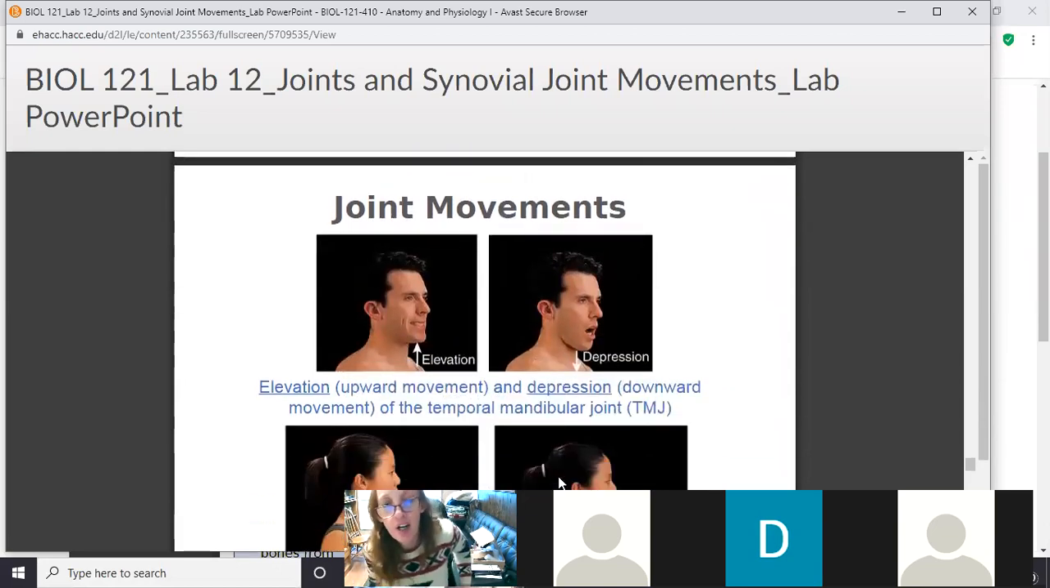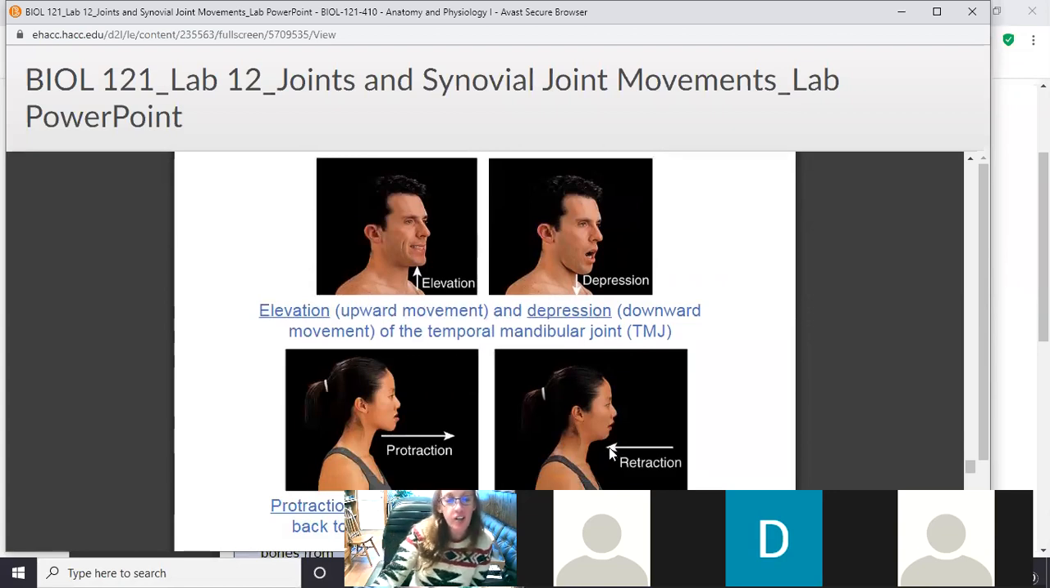Elevation, depression, protraction. This is one thing that I can't do with my jaw so well anymore because of that out of alignment and the fact that the TMJ is messed up. I can protract it out a little bit, but not very far. Retraction, bringing it back.